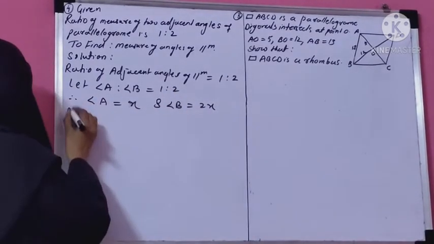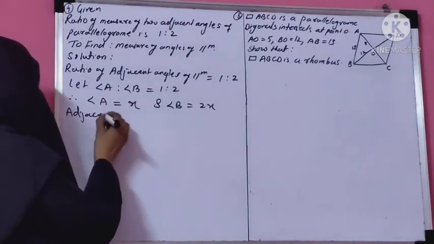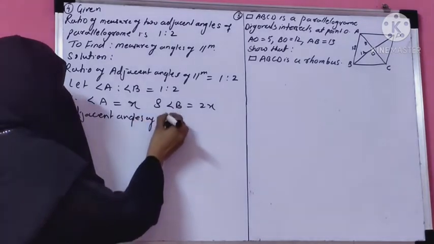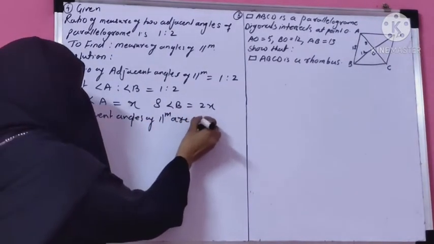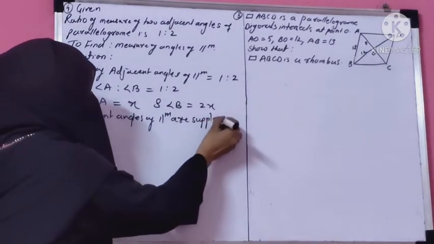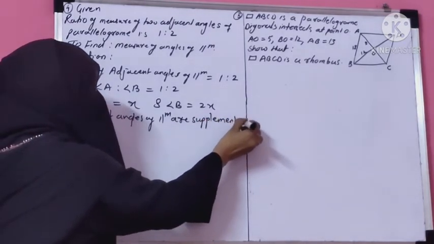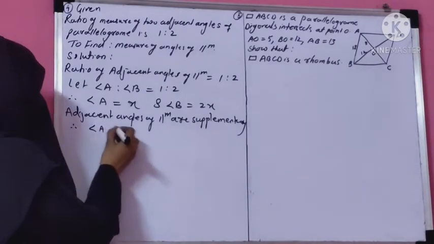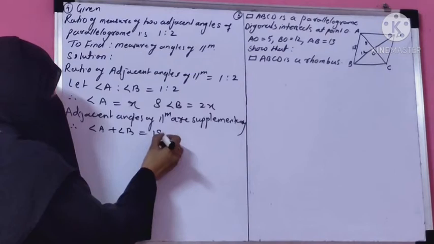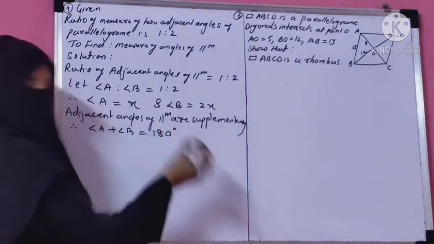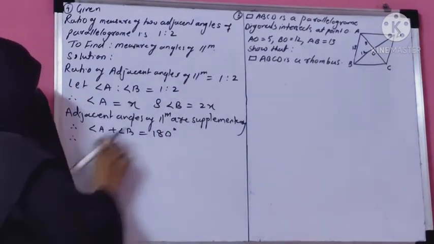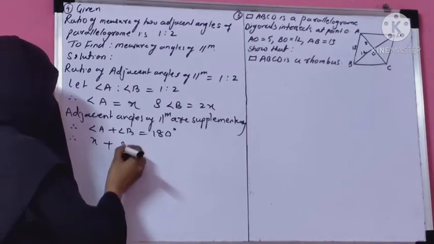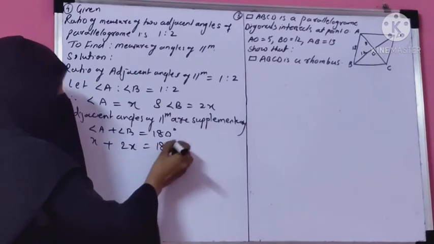Okay. Now, adjacent angles of a parallelogram are supplementary. Supplementary means their sum is 180. So therefore angle A plus angle B is equal to 180. Now substitute the values here. Angle A is x and angle B is 2x, so x plus 2x is equal to 180.